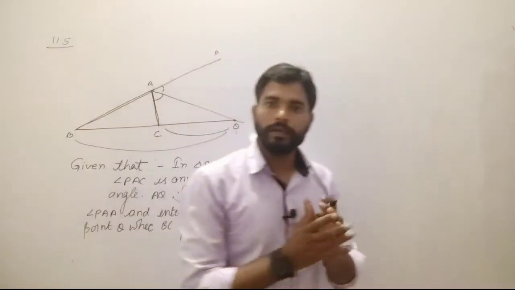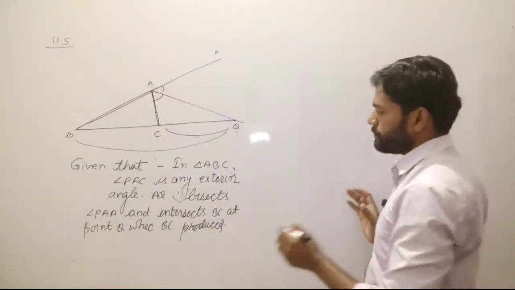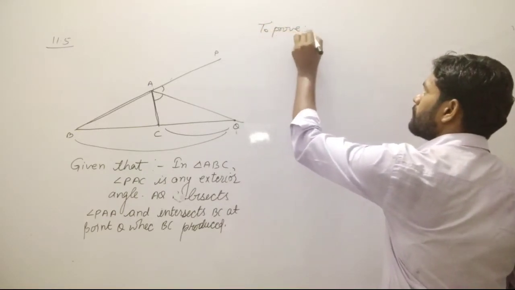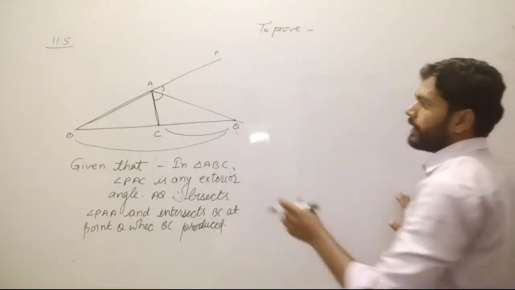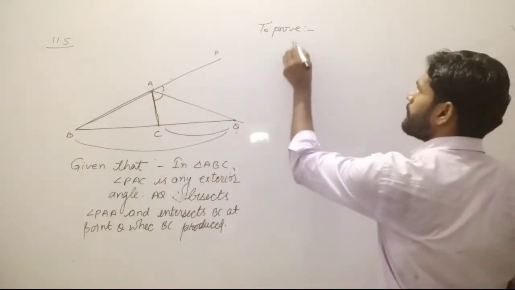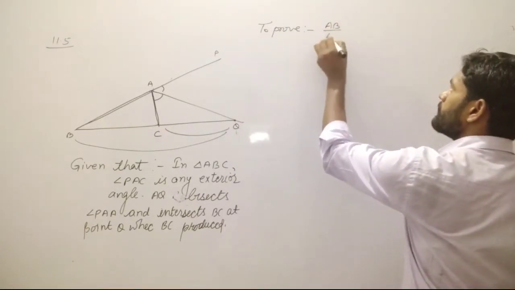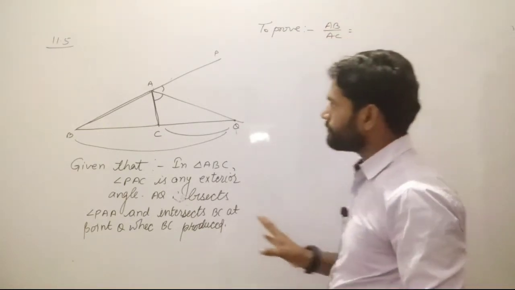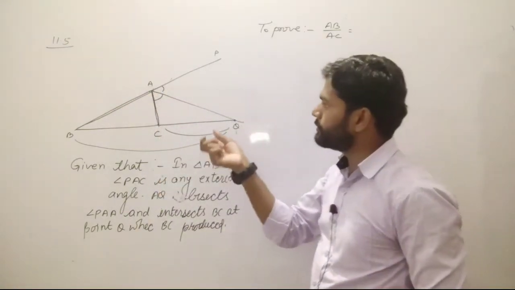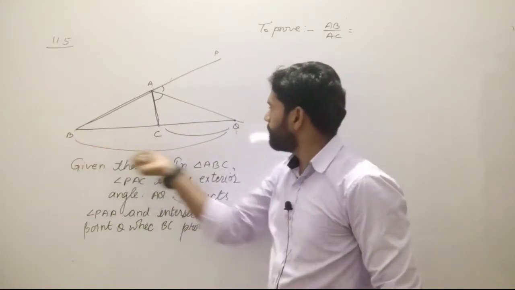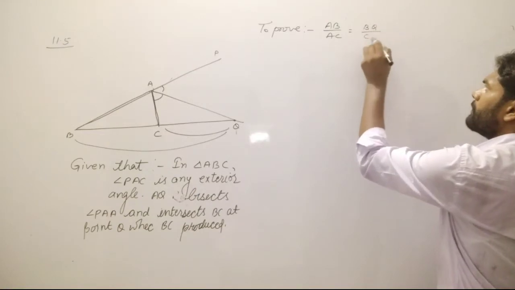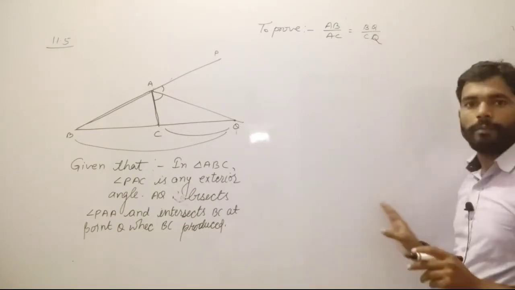Clear? Now what do we have to prove? To prove: the ratio of the two sides which contain the angle, that is AB upon AC, is equal to the ratio of BQ and CQ, that is BQ upon CQ. This we have to prove.